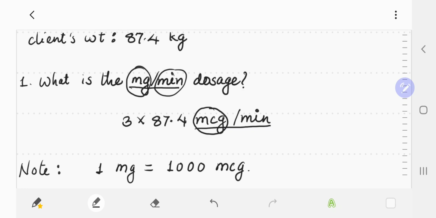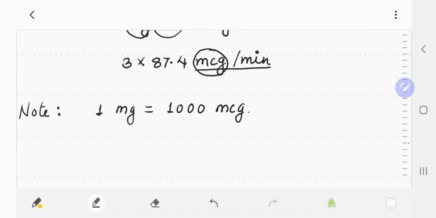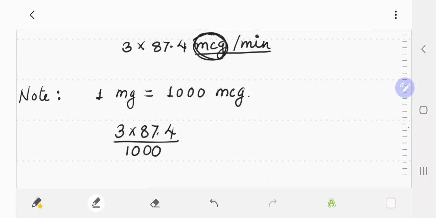So here, let me just write underneath here. So remember, we have to convert that microgram into milligram. Then that will be your answer. 3 times 87.4. This quantity right now is in microgram. Microgram, we have to convert that into milligram. So we have to divide by 1000. Now this will be milligram per minute. The time was already in minutes, so we didn't have to change.